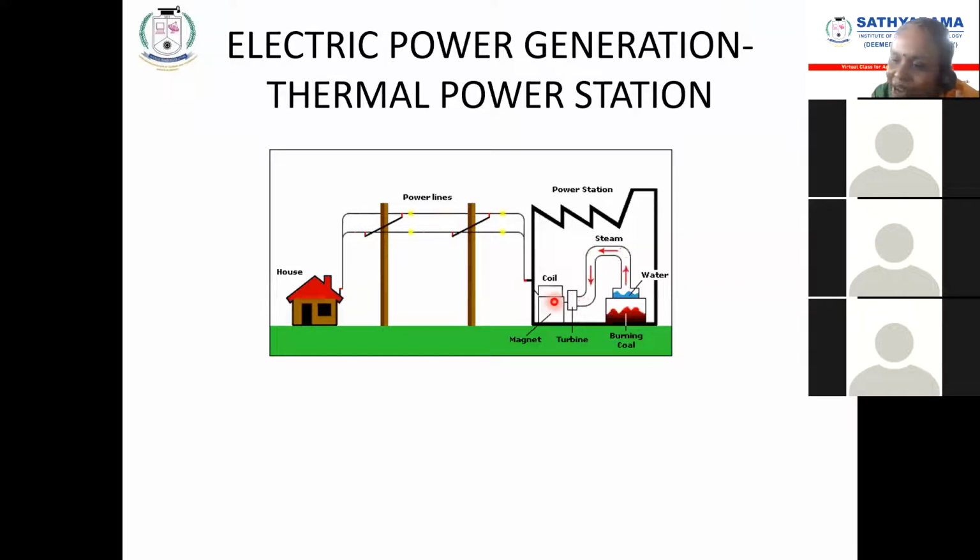Generator, what will we do? Mechanical energy to electrical energy. You all understand. So here, turbine converts kinetic energy to mechanical energy. That mechanical energy is given as input to the generator. There, mechanical is converted into electrical. Then the power is generated. It is transmitted via power line, and we get the power.